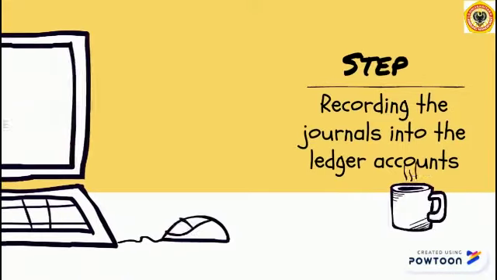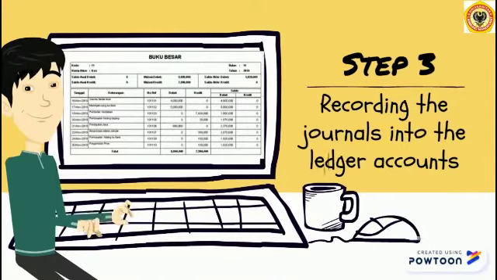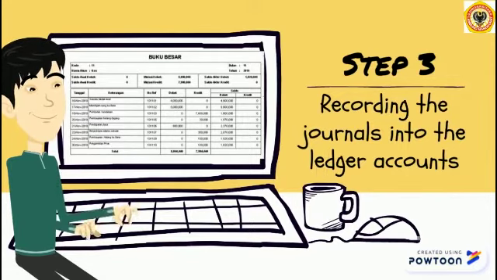Step 3. Recording the journal into the ledger account. Accounting is a series of steps taken one by one. After journalizing all the transactions, it is time for the accountant to record the entries into the secondary books of account. That means, if there are cash and capital, there will be two tables in the general ledger.